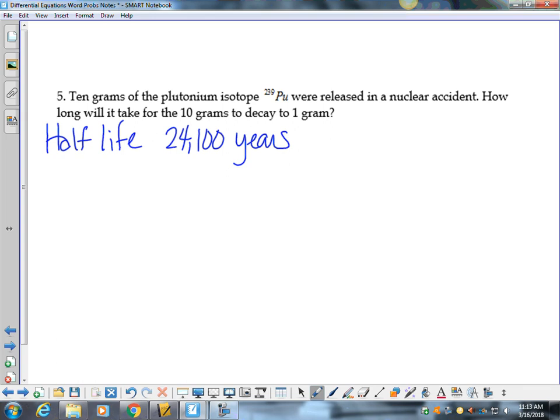Okay, anything that doubles or triples or halves or thirds is all exponential growth or decay. This is exponential decay because it's going down. So we're here. Okay, tell me what you know. I'm starting with 10 grams. What else do you know?